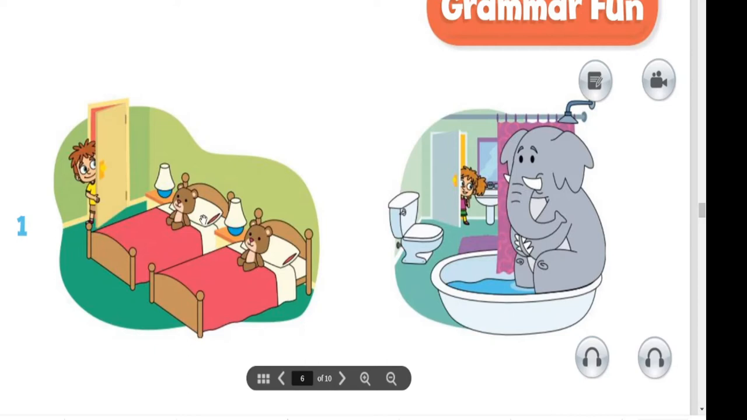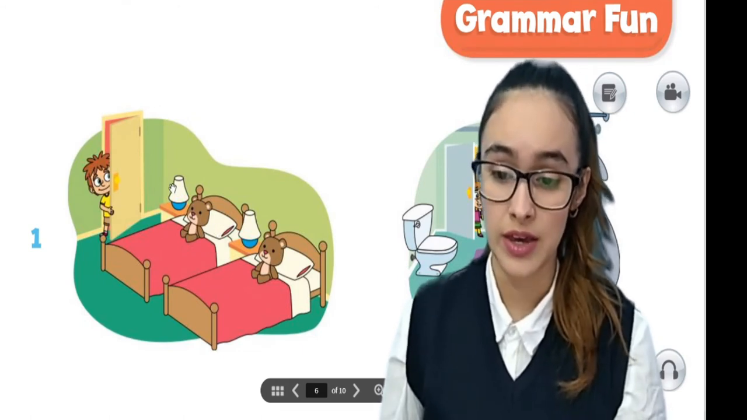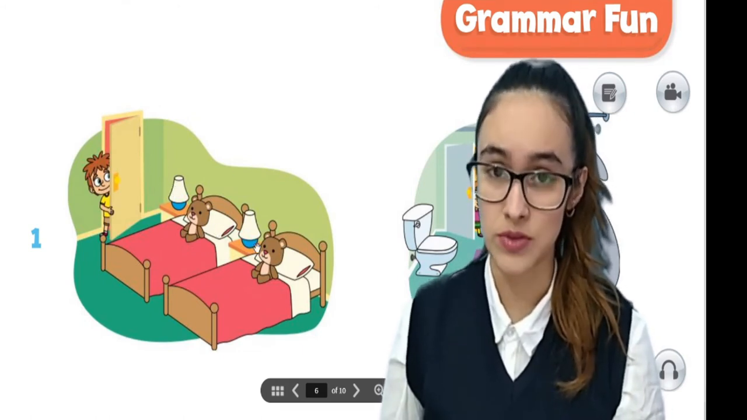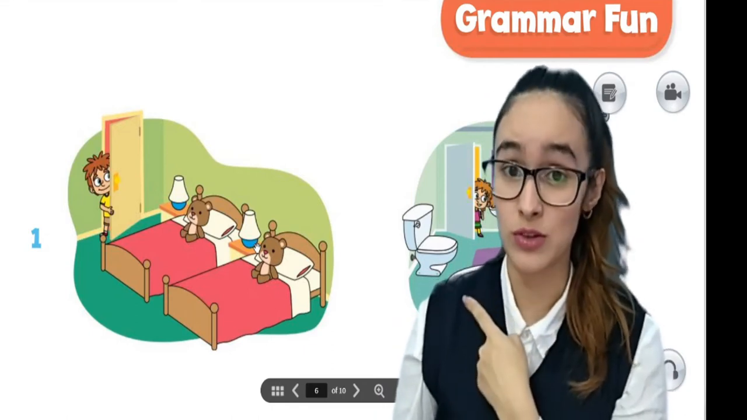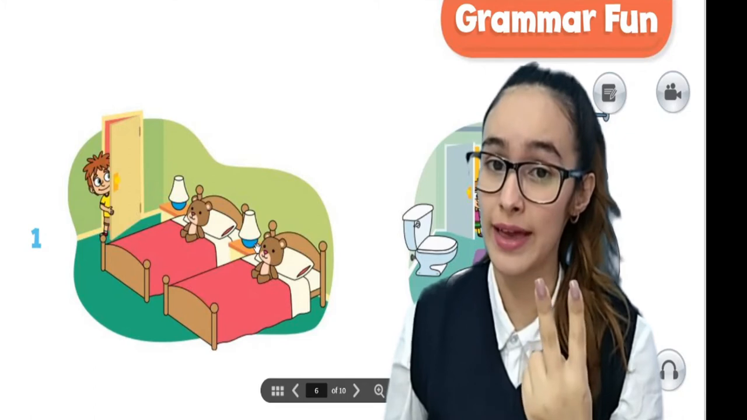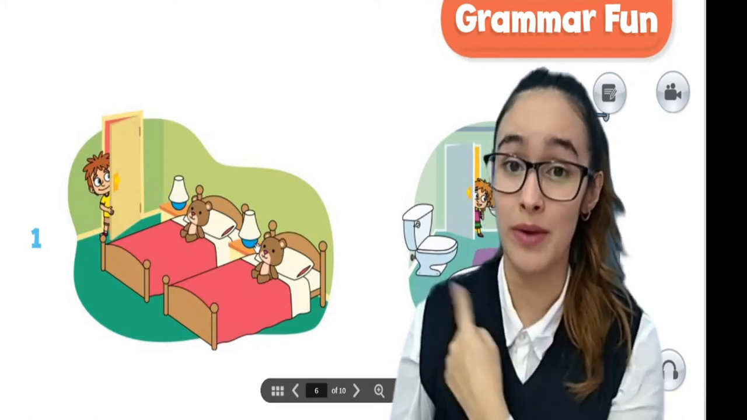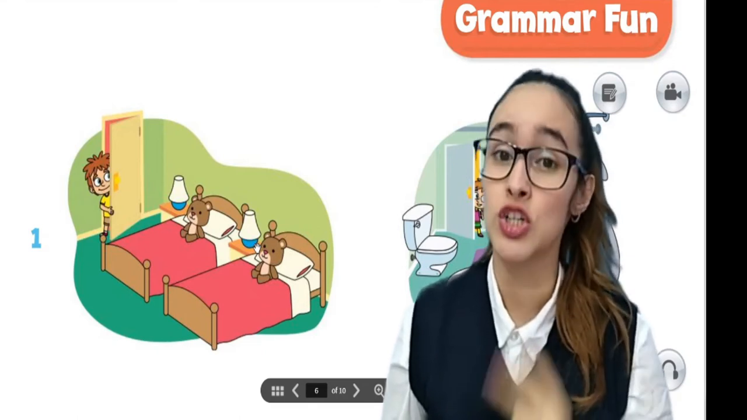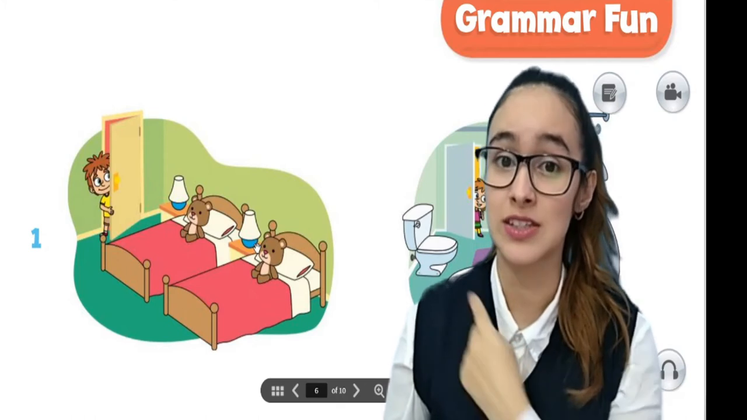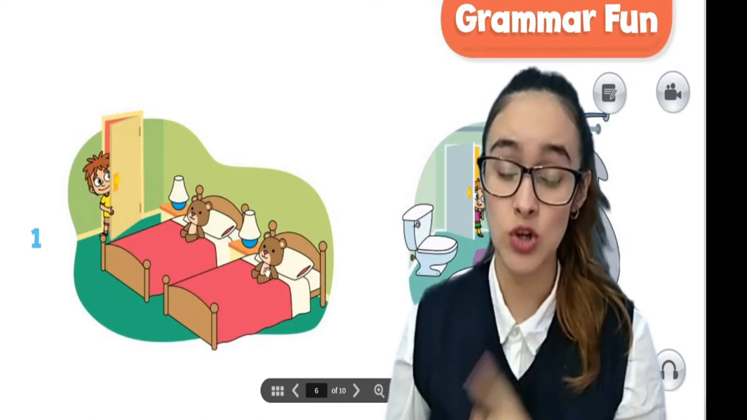So, let's repeat. Repitan conmigo. Come on. Repeat after me. There are two lamps. There are two lamps in the bathroom. There are two lamps in the bedroom. There are two beds in the bathroom. There are two bears in the bathroom. Yes. Now, let's go to the bathroom.